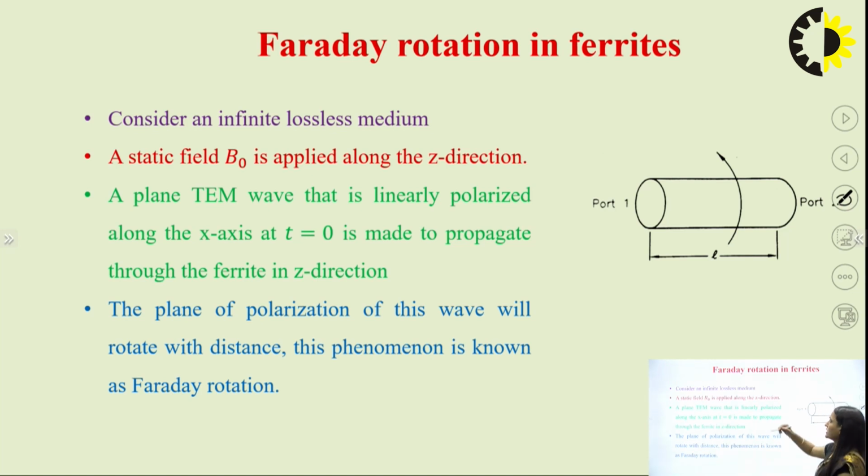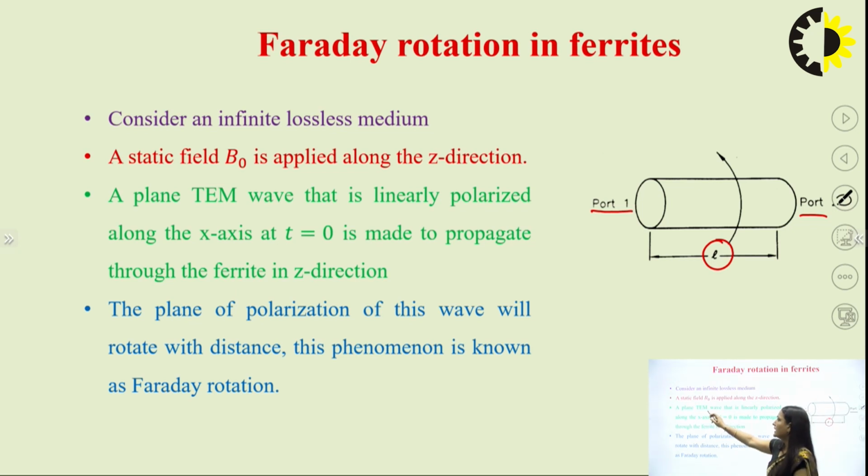So here we will discuss what Faraday's rotation is. Consider an infinite lossless medium. See here, I am considering one ferrite device. This is port number 1, port number 2, and the length of the device is L. A static field B0 is applied along the Z direction. Z is the direction of propagation. So here we are applying a magnetic field B0.